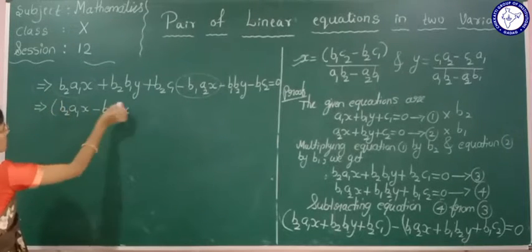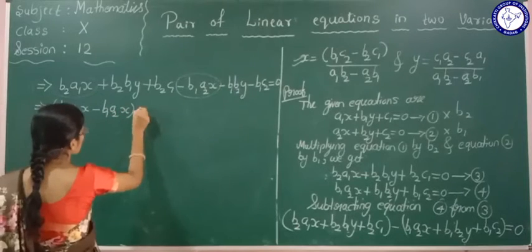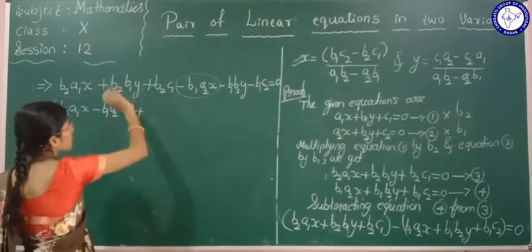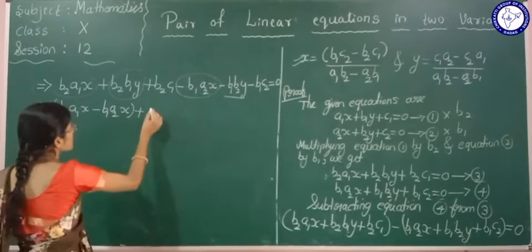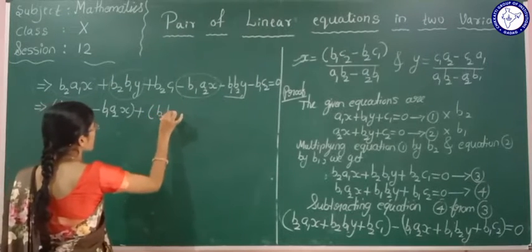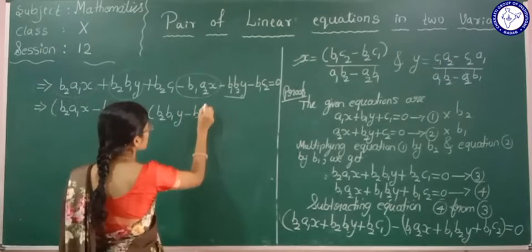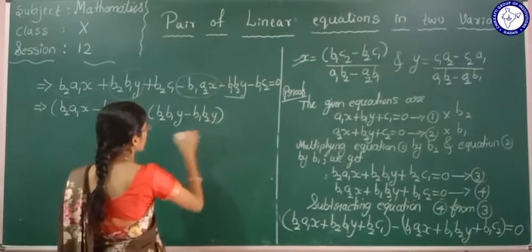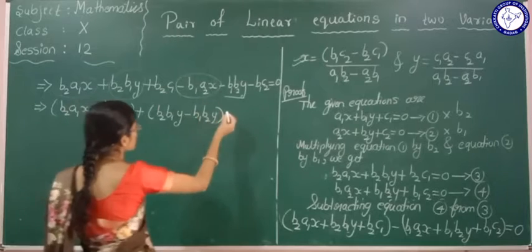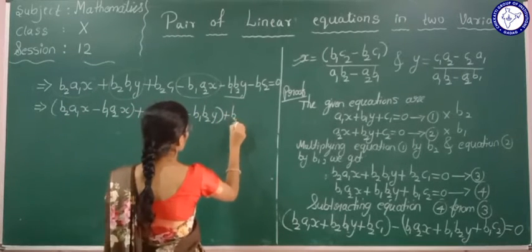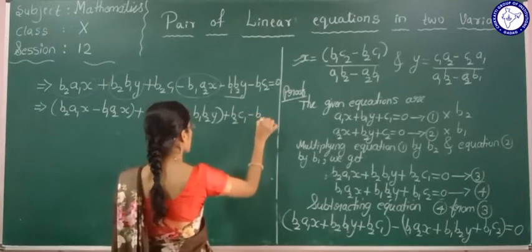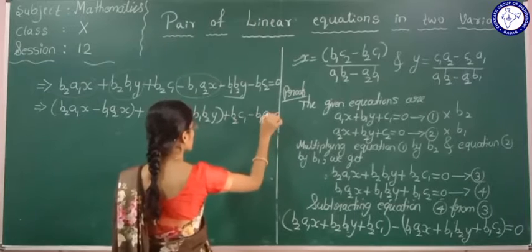Okay. We will do grouping here. Next, we will take the y terms, that is b2b1y minus b1b2y. Afterwards, this constant term we will take here, b2c1 minus b1c2 is equal to 0.